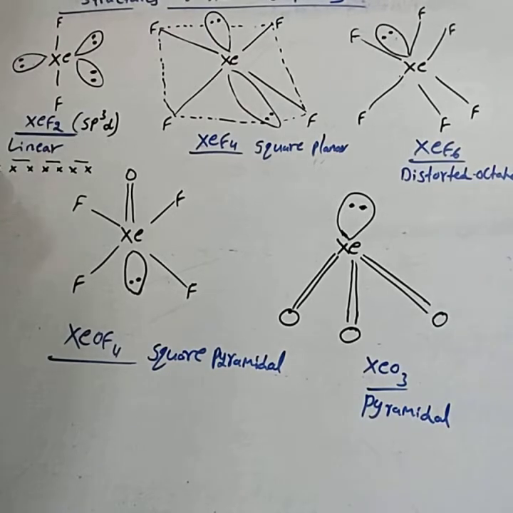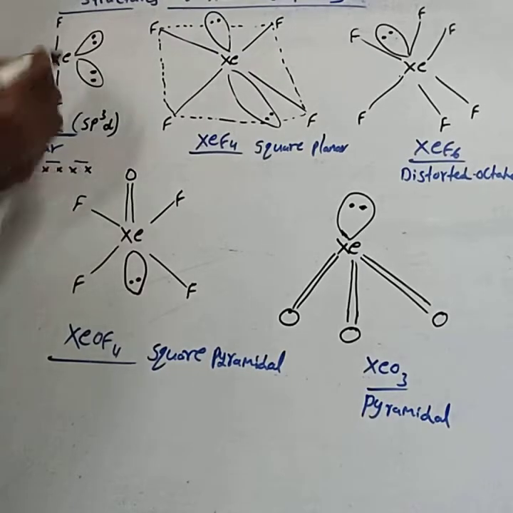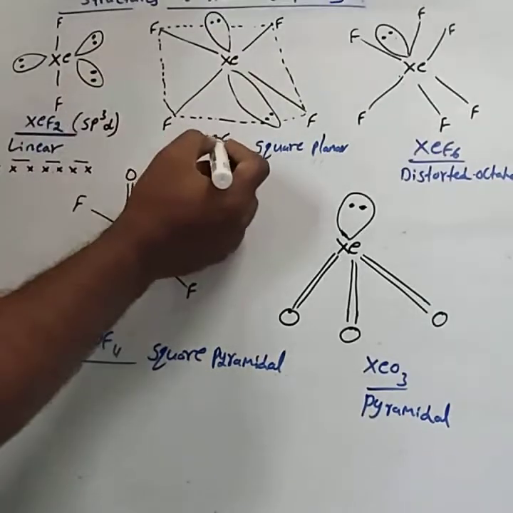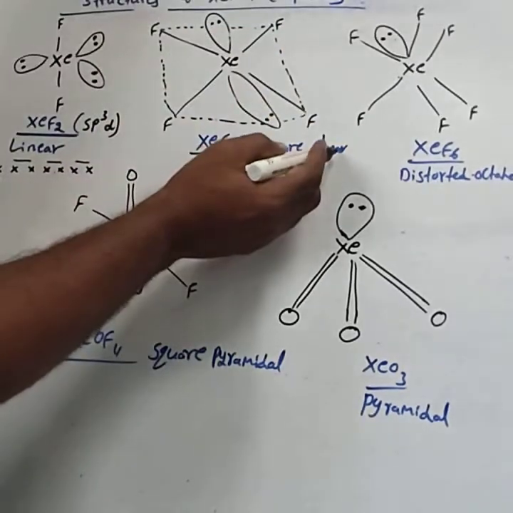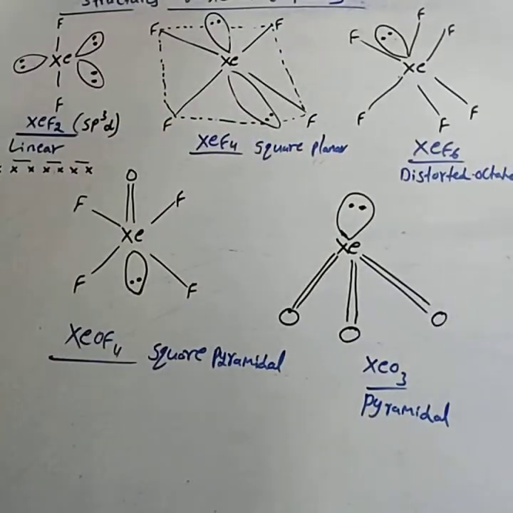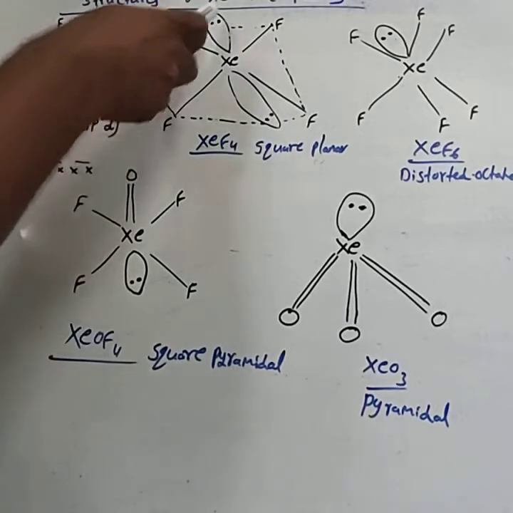This is S, P1, P2, and the entire lone pair takes 1 orbital. Therefore, S, P1, P2, P3, and this is D: sp3d. Similarly, XeF4. XeF4 has a square planar structure, a square planar structure with two lone pairs.